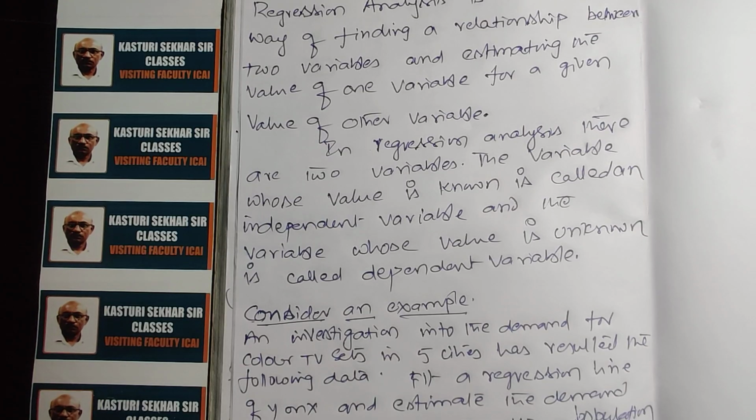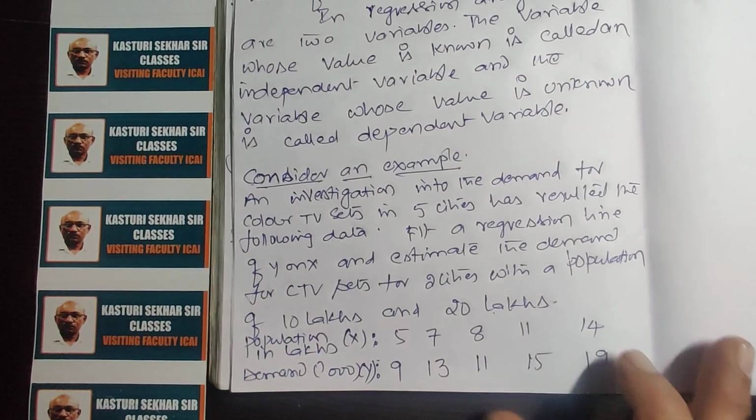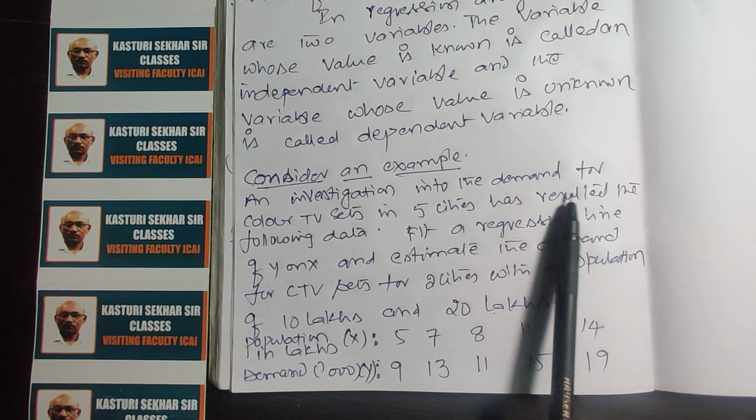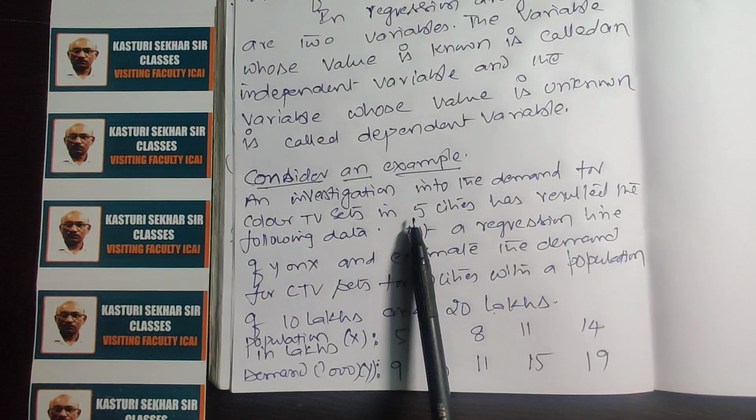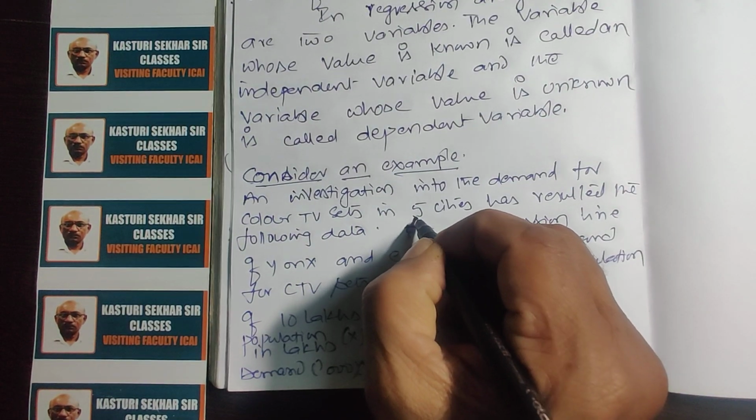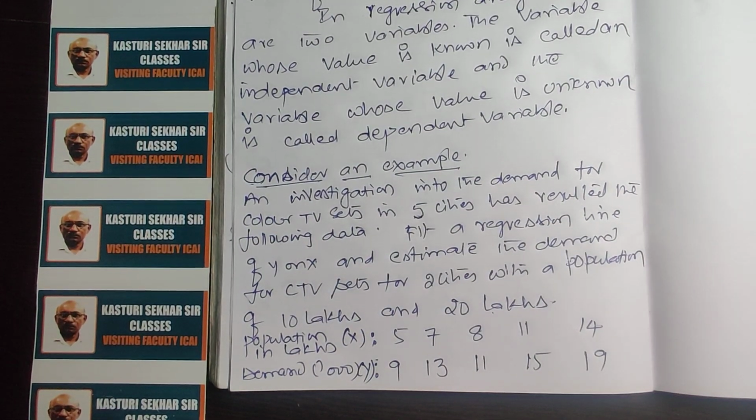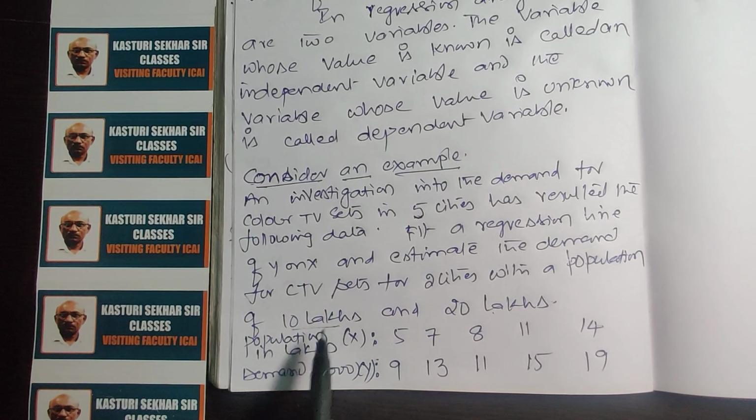Let us see a numerical example to explain the meaning of this. An investigation into the demand for color TV sets in 5 cities has resulted in the following data. Fit a regression line of y on x and estimate the demand for color TV sets for two cities with a population of 10 lakhs and 20 lakhs. Let us see the question. What is given? Population of a city is known.